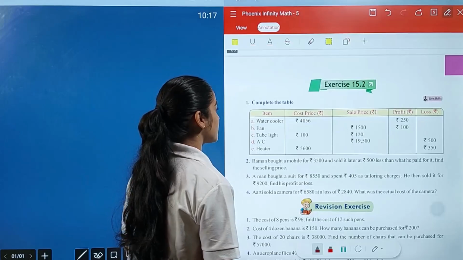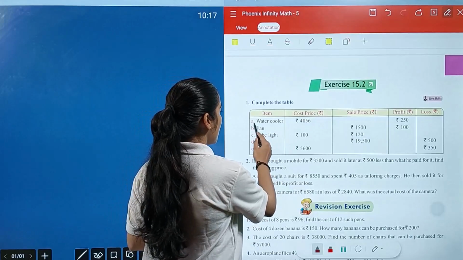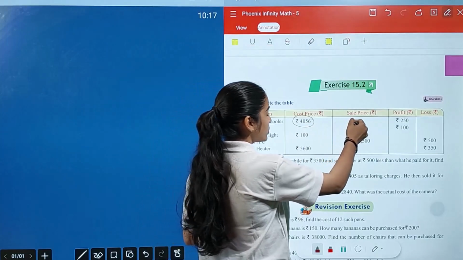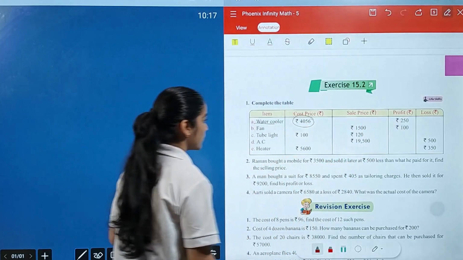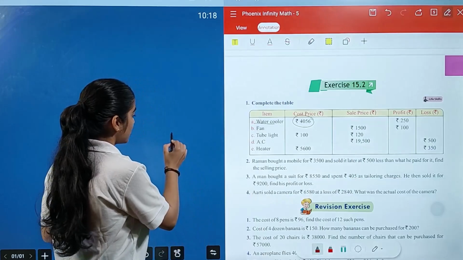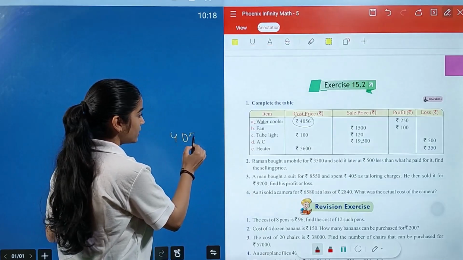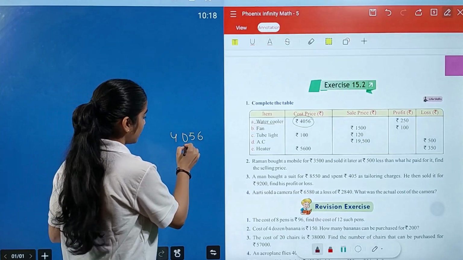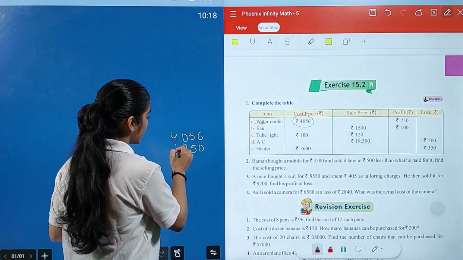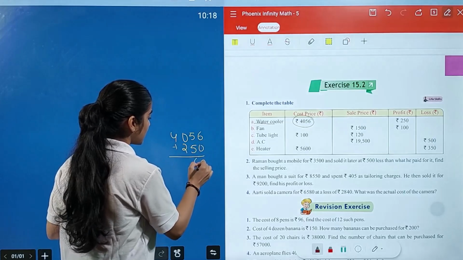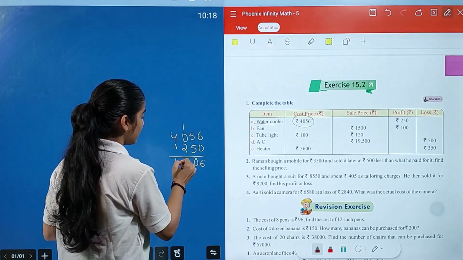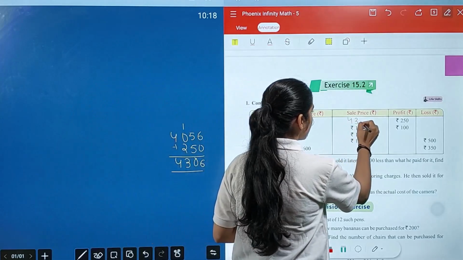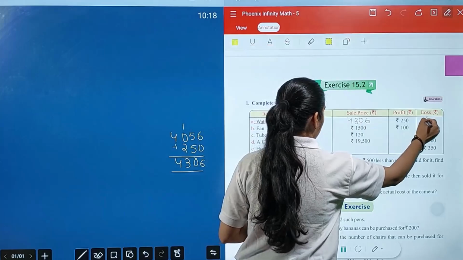Now we have our exercise 15.2. Complete the table. Water cooler, its cost price is 4056. We don't know the selling price, but we know the profit. So what we have to do is add 4056 and 250, so 6, 10, 1, 3 and 4. So the selling price is 4306 and there is no loss.